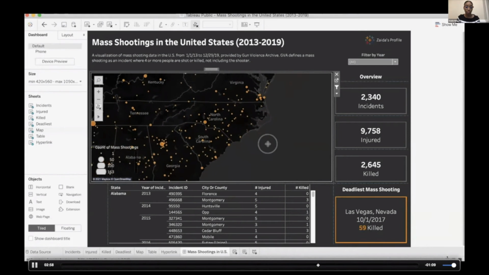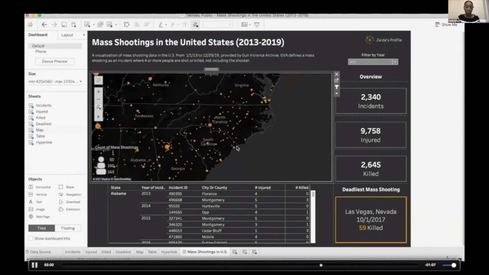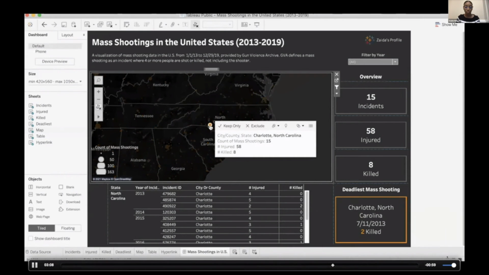And we can see one dot is larger than the rest. And so when I hover over it, we can see that this dot pinpoints Charlotte, North Carolina. And Charlotte has had 15 incidents, 58 injured, and 8 killed. And the deadliest mass shooting in Charlotte occurred July 11th, 2013, and 2 people were killed.